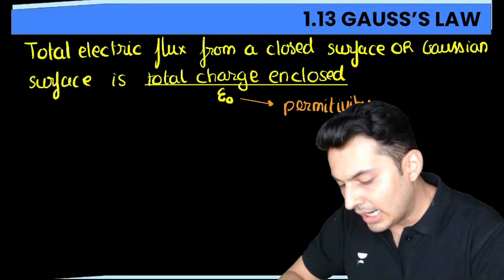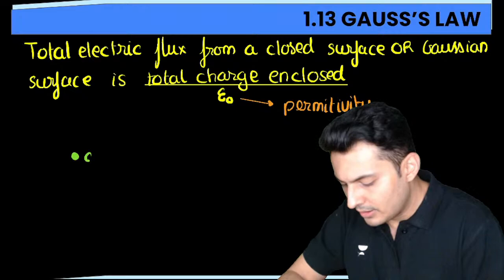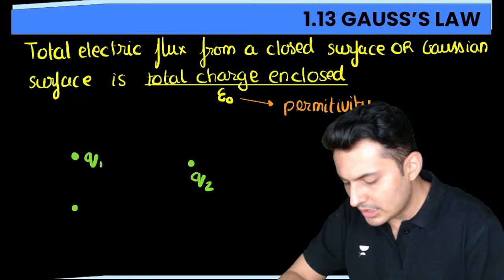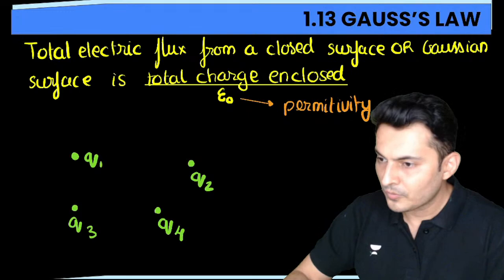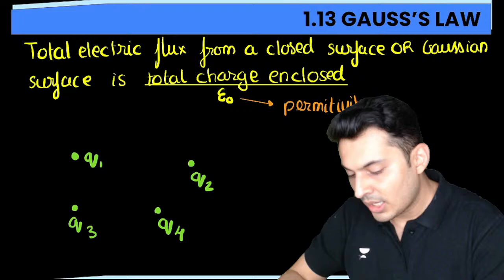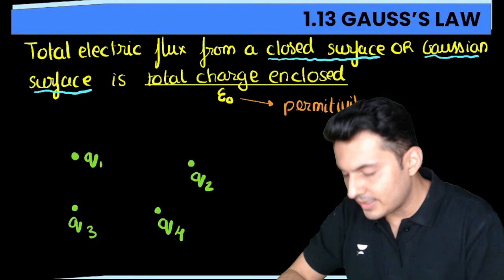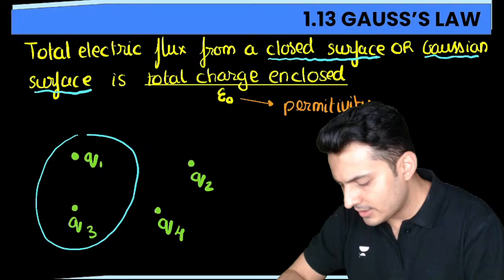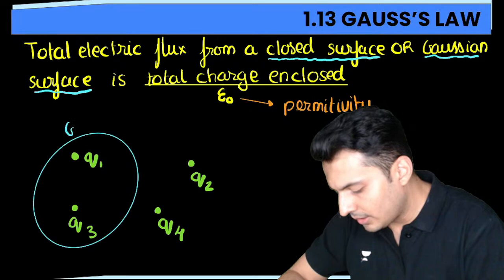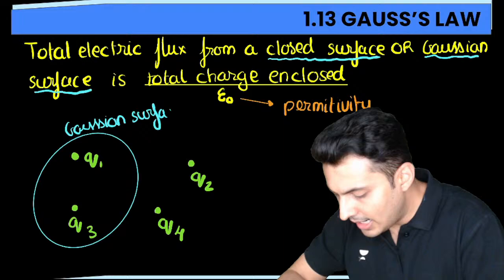Imagine I take certain charges. One charge is here, let's say it is called Q1. Another charge is here, let's say it is Q2. Another is Q3, and another I call Q4. These are four charges. I imagine a closed surface or basically a Gaussian surface, which might just probably look like this. Now there will be electric field everywhere because there are so many charges.